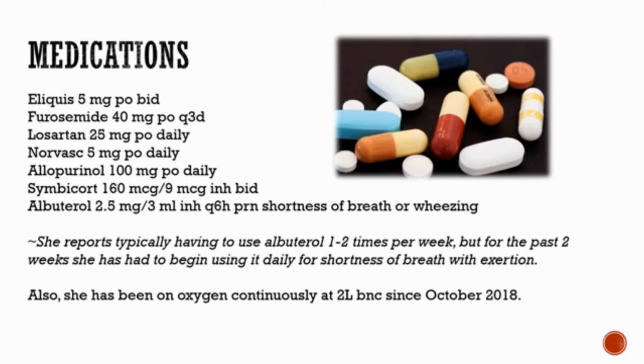She does report an increase in the use of her albuterol inhaler. Before, she was using it about 1 to 2 times per week. For the past 2 weeks, she has noticed she's been having to use it daily because of shortness of breath with exertion. She says her symptoms are quickly relieved after the use of her inhaler, but she has had an increase. Also, she was put on oxygen by her pulmonologist in October, and she wears that at 2 liters continuously.